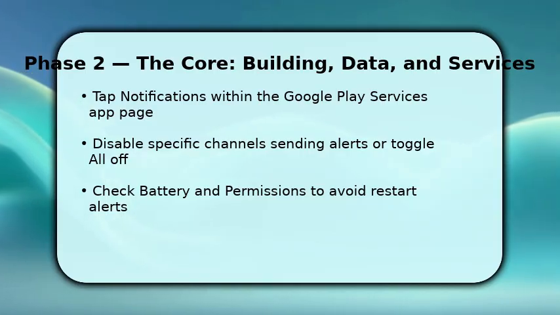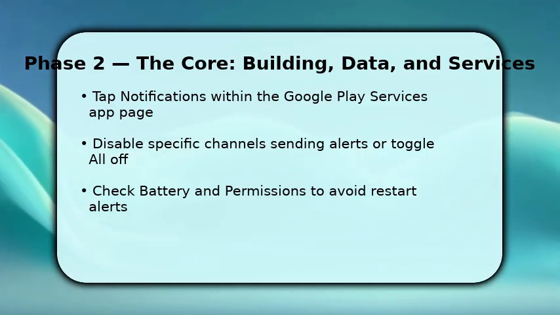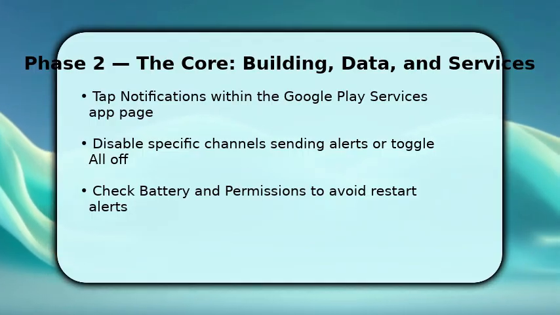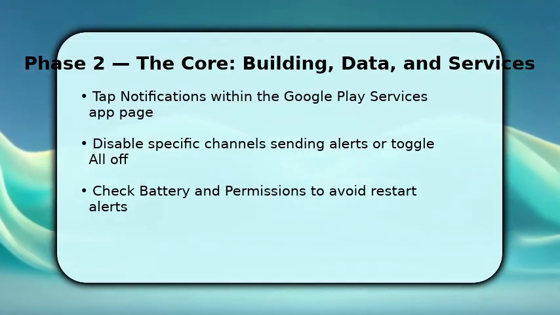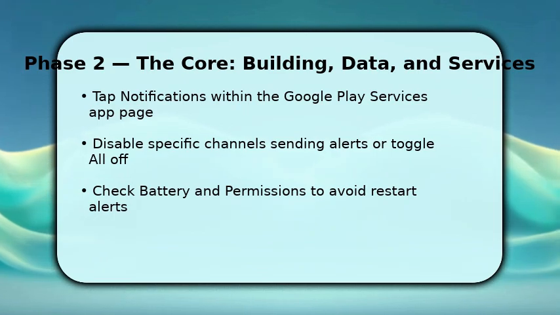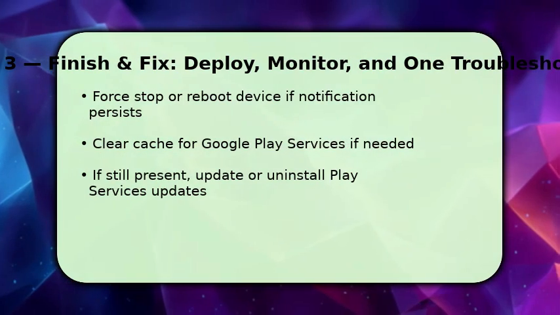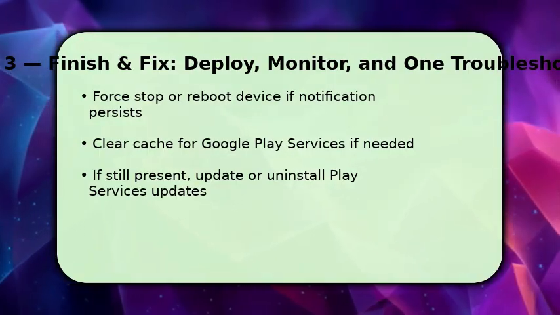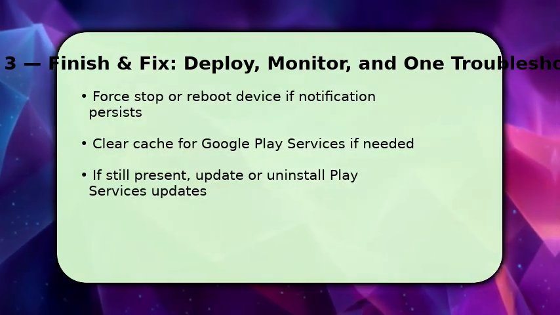Next, check battery optimization and permissions. A misconfigured battery setting can trigger repeated notices, so set Play Services to Not Optimized and confirm permissions are appropriate to reduce future alerts. To finish, force stop the app or reboot the device to clear transient notifications. You'll often see the alert vanish after a restart.